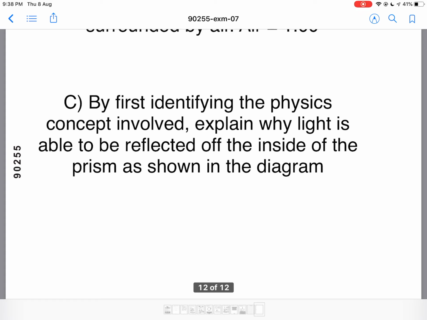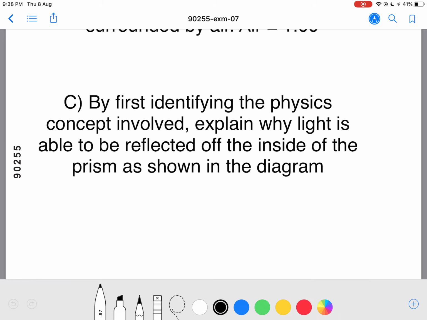Once more, first thing you have to do is identify the physics theory: total internal reflection. Second, think about the conditions: always moving from a more dense medium to a less dense medium. Third, your angle of incidence must always be greater than the critical angle. Now you know your three concepts, and all you have to do is write it down in your answer. Your answer should look something like this.